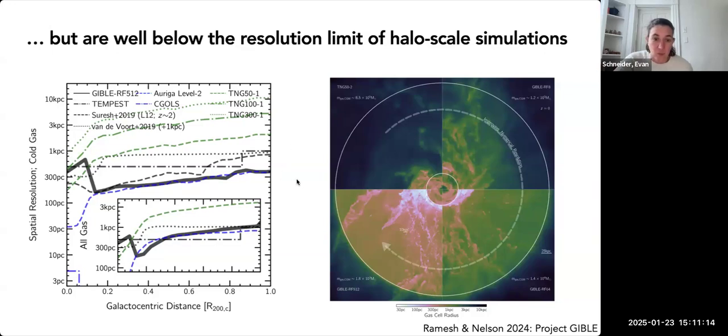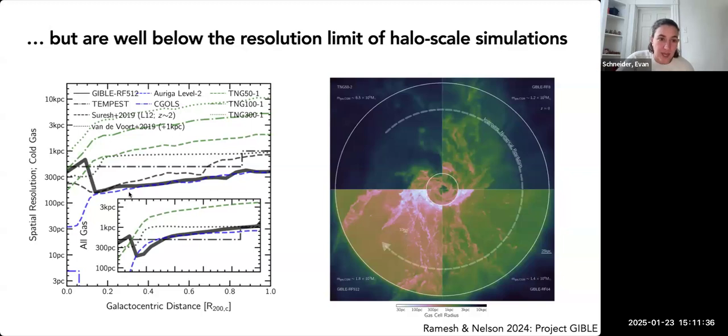So this is work done by Rahul Ramesh and Dylan Nelson, really pushing the resolution limit in a cosmological zoom simulation. This is from the Gibble suite, Milky Way mass halos, where you can see in the right panel that as they increase the resolution, you get to smaller and smaller scale structures.